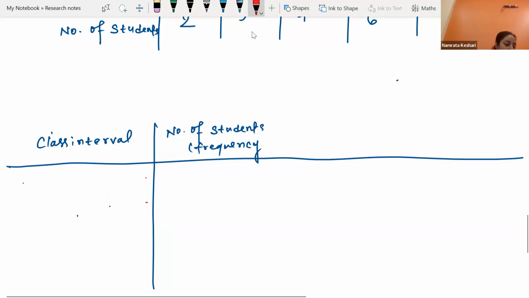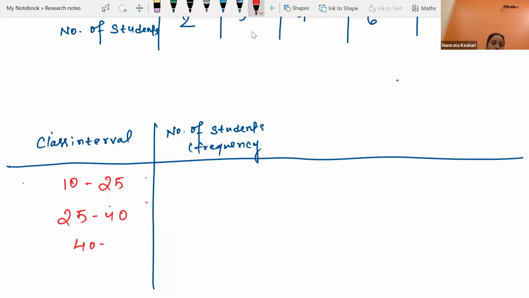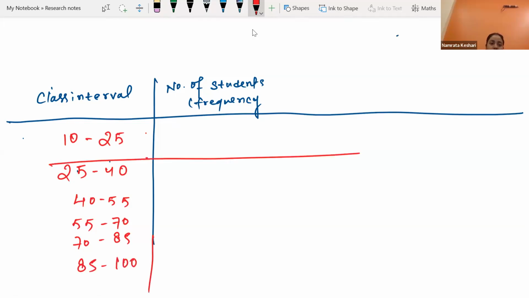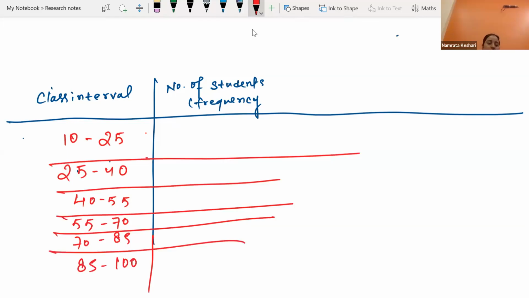So our data is like this: 10 to 25, 25 to 40, 40 to 55, 55 to 70, 70 to 85, and 85 to 100. And the frequency, I'm just copy pasting from the above table.